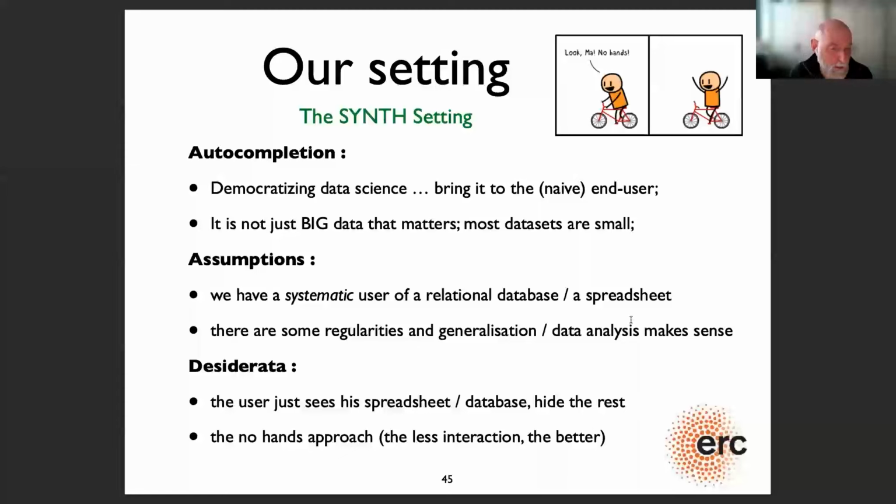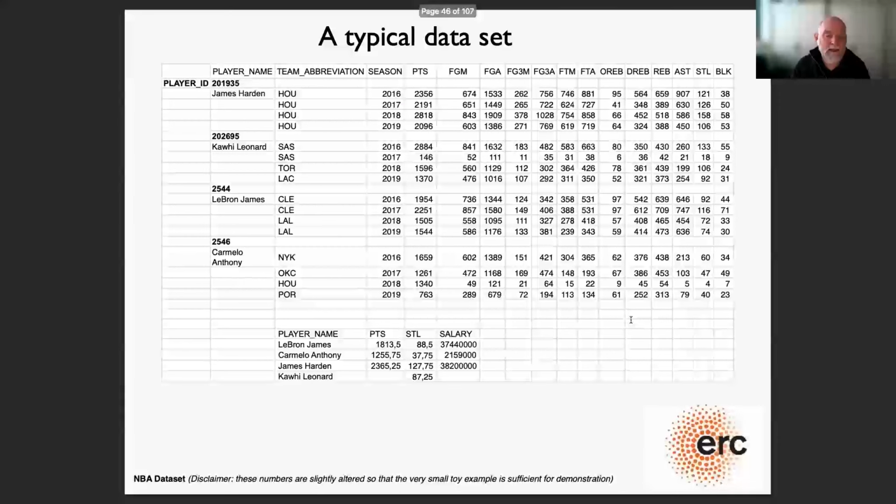And then there are some desiderata. Ultimately, what you would like to get is the no-hands approach, the mechanization, but that's of course extremely ambitious, and that is of course also up for debate. That's a very long-term view. But from a user perspective, you want the end user to just see the spreadsheet. He doesn't really need to know what's behind it. He can just manipulate at that level. So it's really bringing things to the naive end user, democratizing it.